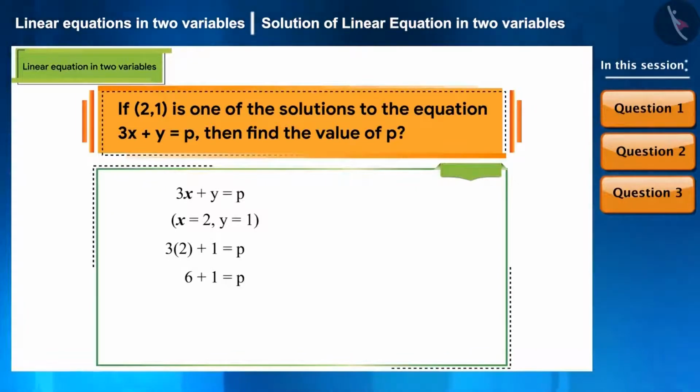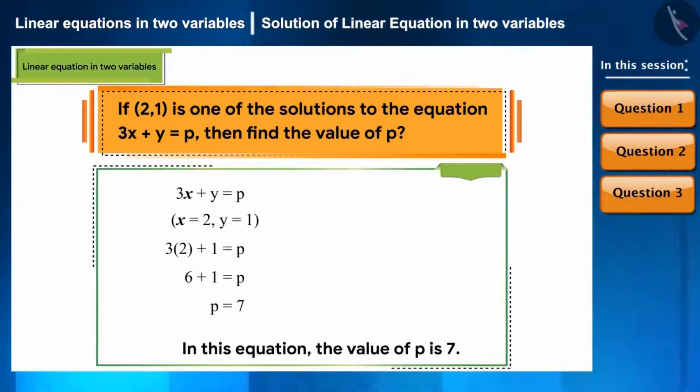6 plus 1 is equal to p. And we will get the value of p as 7. The value of p in this equation is 7.